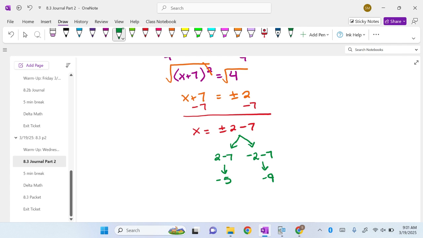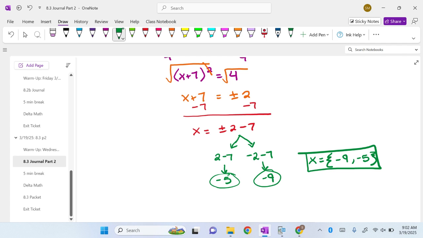So these right here are my two answers. So in reality, x is equal to the set of negative 9 and negative 5. Those are my two zeros.